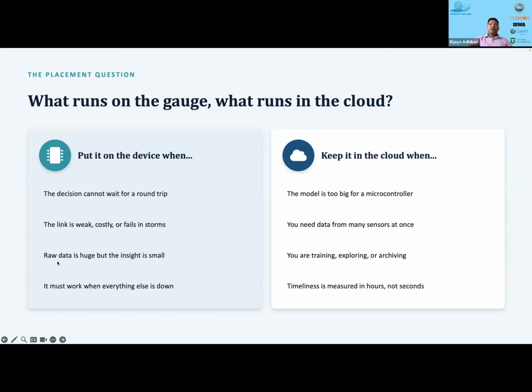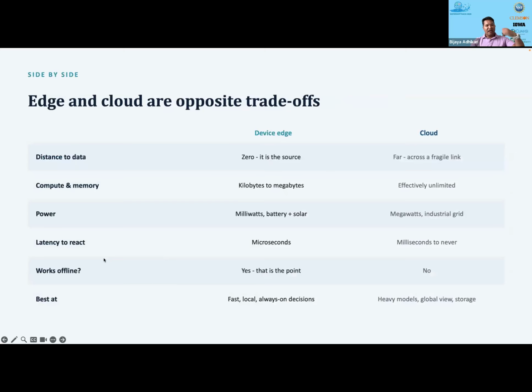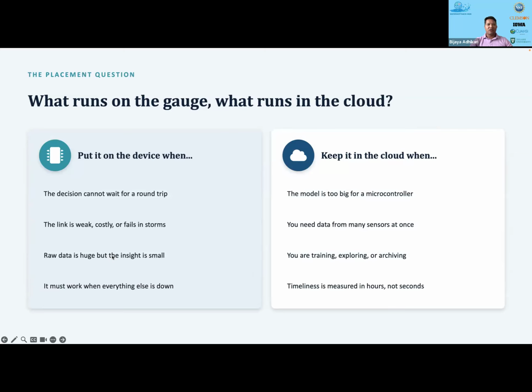And the raw data is huge, but the insight is small. Let's say you are getting a flat line: the river level stays flat, doesn't change. There's no point in sending the same number over and over again to the cloud. So you might want to do some computation that detects the river is stable, which is very cheap in terms of computational cost, and you can just do that on the device, rather than sending it to the cloud and the cloud figuring out that there is no risk.